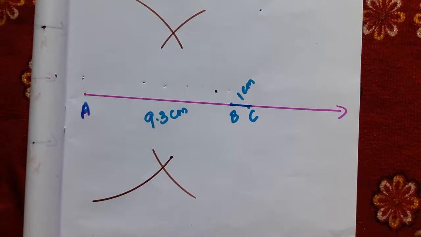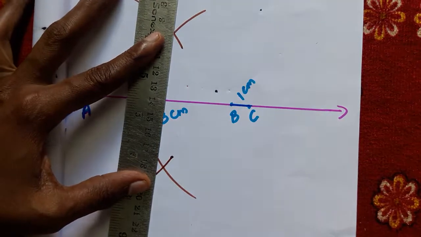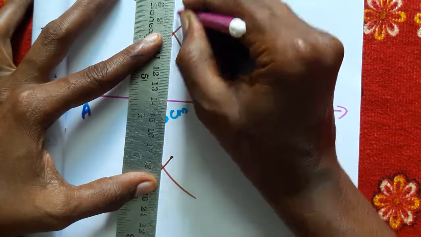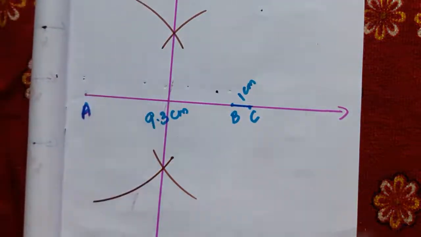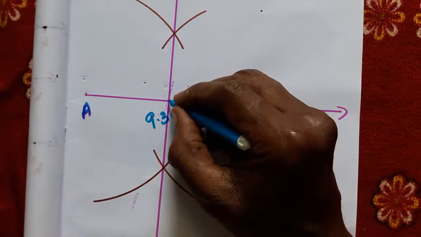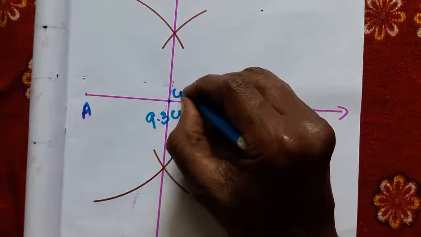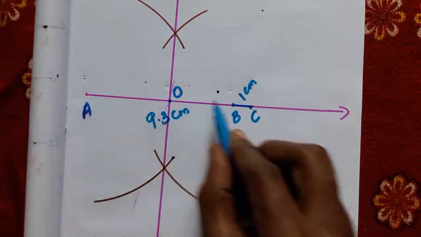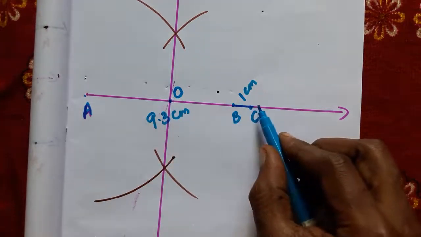Now, you have to draw a straight line through these two points. Now, mark the point where these two lines cut as O. This point you have to mention O. Now OA is equal to OC.